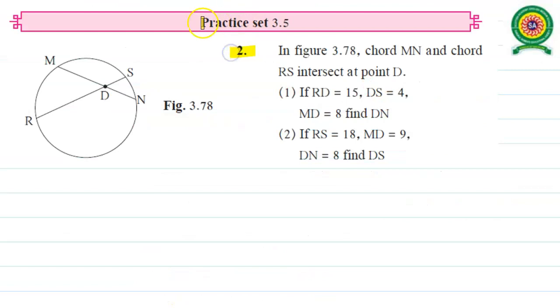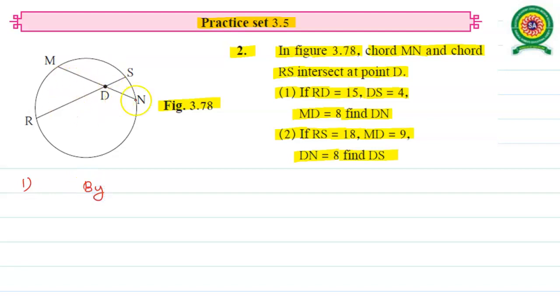Look at the second question from practice set 3.5. We have, in figure 3.78, chord MN and chord RS intersect at point D. The first sub question: if RD equals 15, DS equals 4, MD equals 8, find DN. And the second sub question: RS equals 18, MD equals 9, DN equals 8, then find DS. Now look at the first sub question.